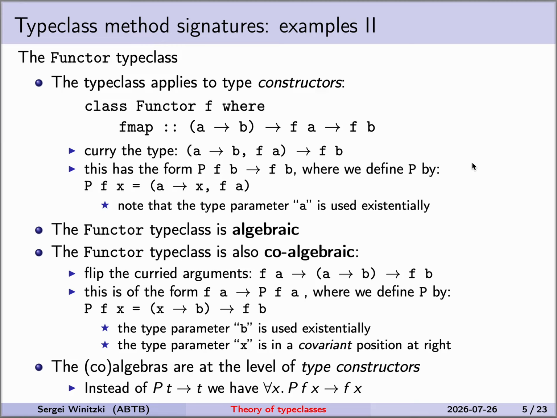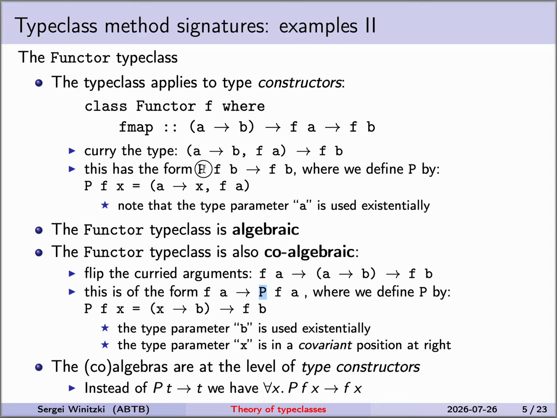This is part 2 of the tutorial about type classes. In part 1, I was talking about how to analyze a type class by combining all its methods into a single value with a certain type. And then we found that this type can often be of an algebraic form, pt to t, or the co-algebraic form, t to pt, where p is some functor. The previous example I was talking about was functor, which we found to be both algebraic and co-algebraic with different definitions of p.